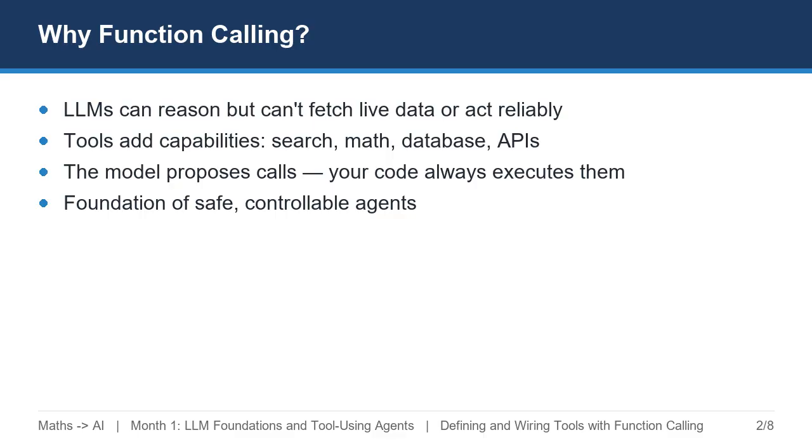On their own, language models can't look up today's news, do precise arithmetic, or take actions in other systems. Function calling solves this by letting you describe tools the model can request. The key safety property is that the model never runs code itself, it only proposes a structured call, and your application decides whether and how to execute it. That control is what makes agents production ready.